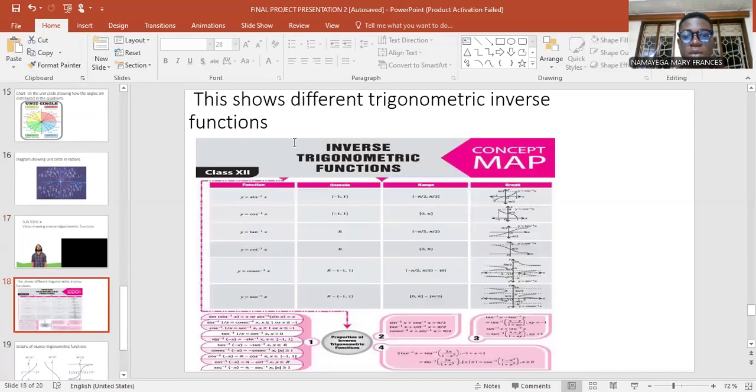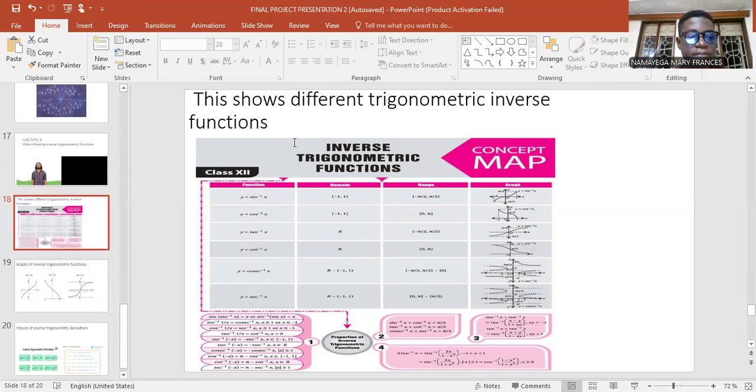Then we have the concept map showing the inverse trig functions. So these can be obtained in different ways. It shows some graphs of the inverse trig functions, because as we saw, the ratios have graphs, and the inverse trig functions also have graphs in this case. So that is very important.